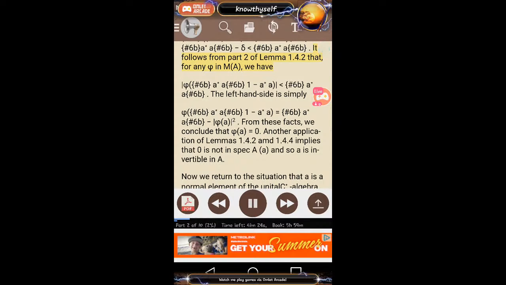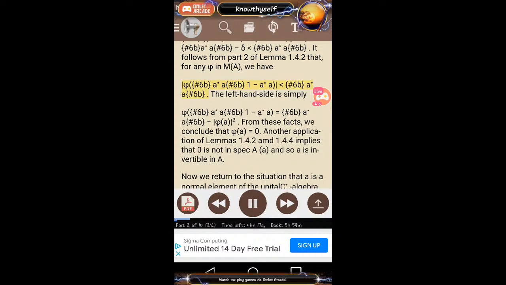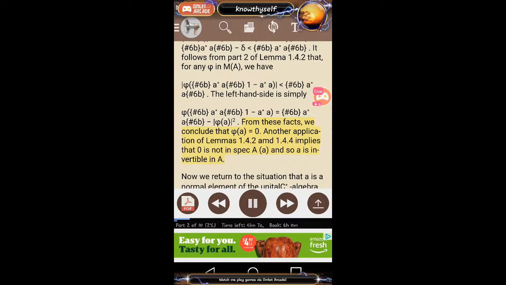It follows from part 2 of Lemma 1.4.2 that, for any φ in M(A), we have φ(‖A‖(1 − A)) < ‖A‖. The left-hand side is simply φ(‖A‖ − A) = ‖A‖ − φ(A). From these facts, we conclude that φ(A) ≠ 0. Another application of Lemmas 1.4.2 and 1.4.4 implies that 0 is not in spec(A), and so A is invertible in A.